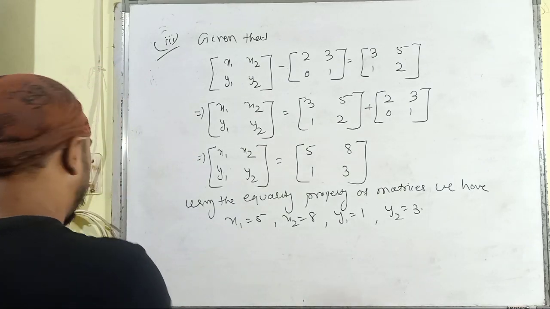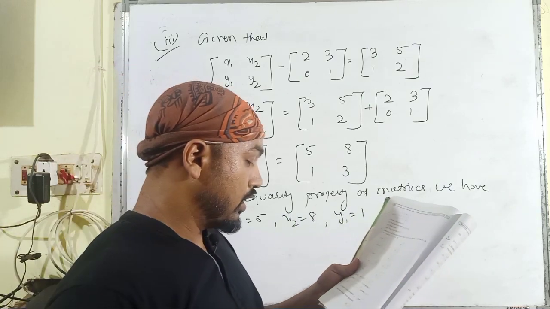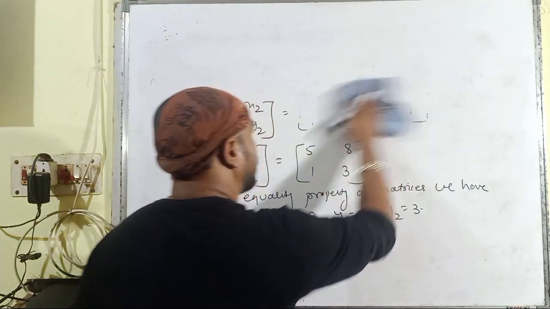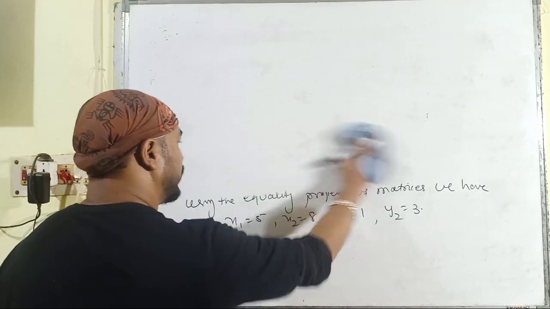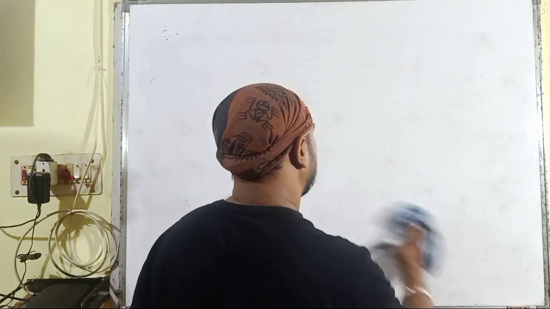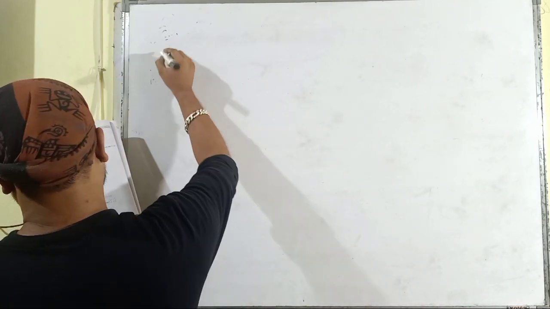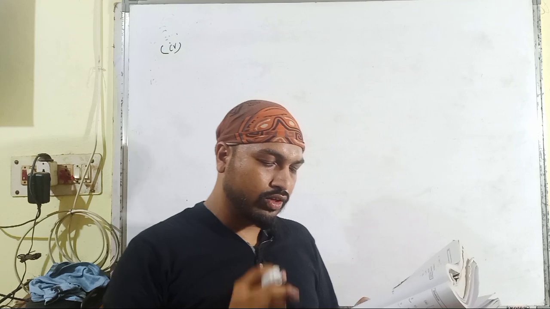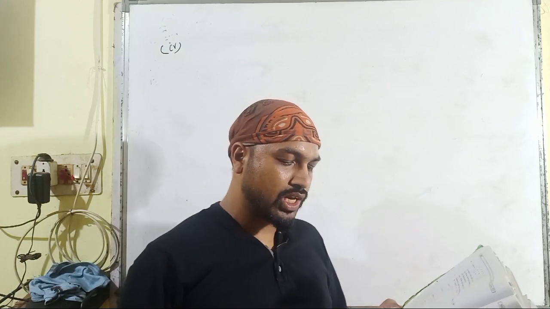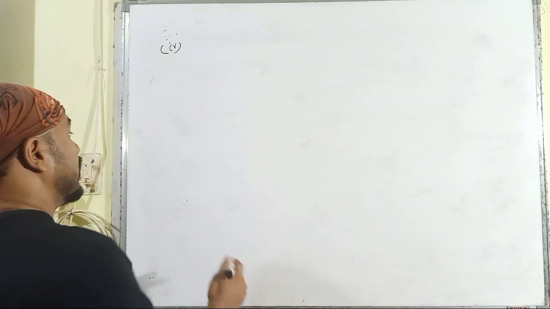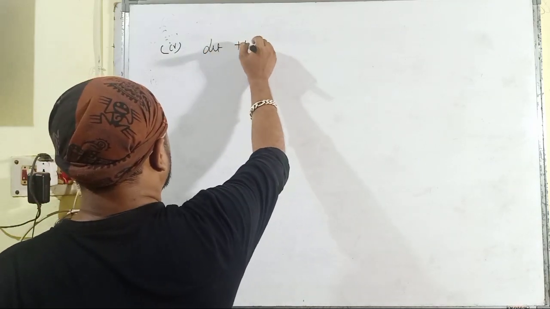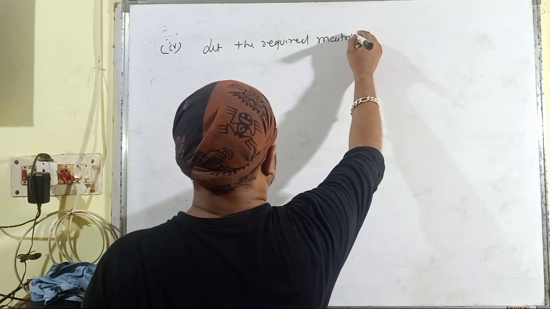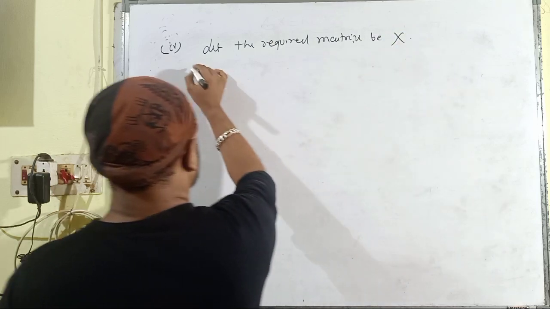Then moving towards the last problem of this current video session, and this is the fourth bit of number 6. It has been asked to find the matrix which, when added to [2 minus 3; minus 4 7], gives the result [4 1; 3 2]. Let us consider the matrix as X. Let the required matrix be X.